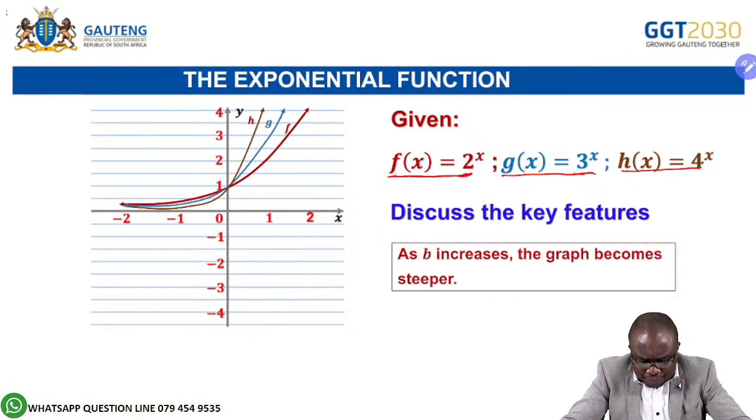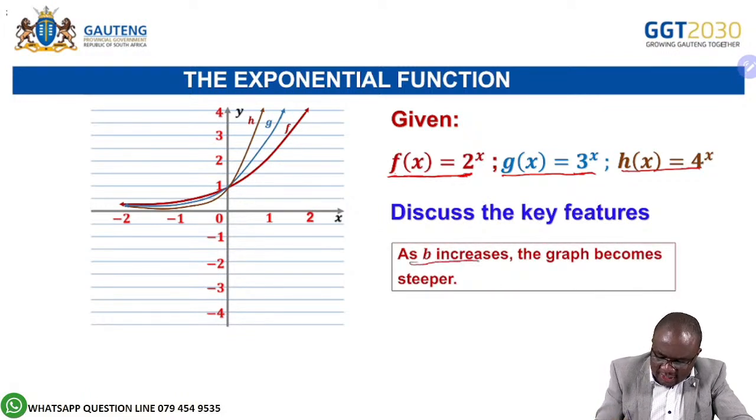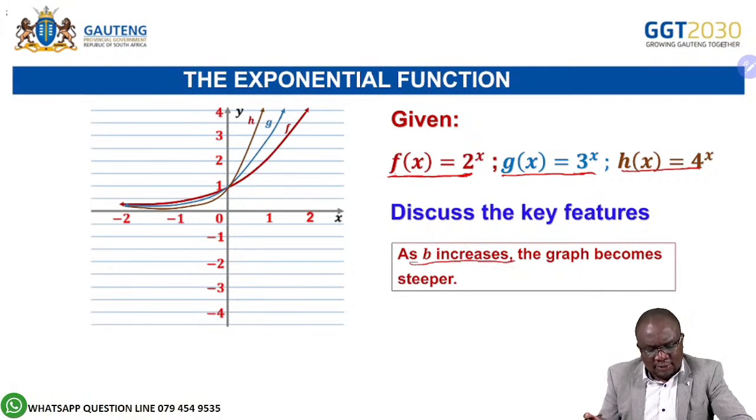Right, now, as b increases, what happens? You see, the graph is moving towards the y-axis. The red one, the blue one, moves towards the y-axis. Do you see that? As b increases, the graph becomes steeper.